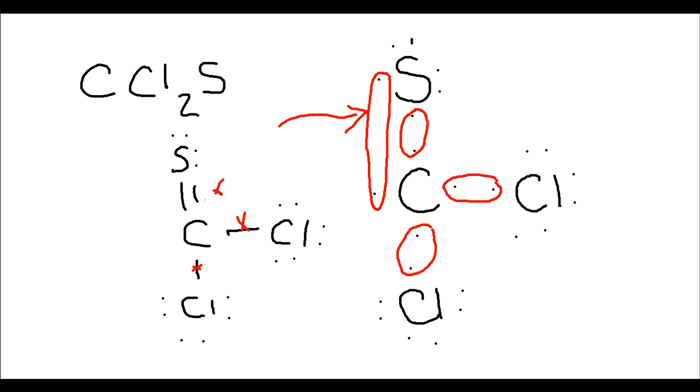Okay, so if we do a count on our electrons, we start with 1, 2, 3, 4, 5, 6, 7, 8, 9, 10, 11, 12, 13, 14, 15, 16, 17, 18, 19, 20, 21, 22, 23, 24. And then if I count here, 2, 4, 6, 8, 10, 12, 14, 16, 18, 20, 22, 24. Okay, they both match.